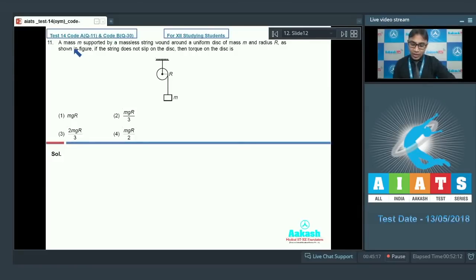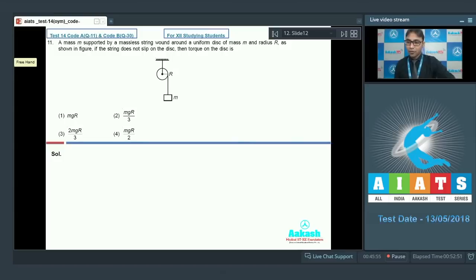In question number 11, it says that a mass m supported by a massless string wound around a uniform disk of mass m and radius r as shown in the figure. If the string does not slip on the disk, then torque on the disk is.